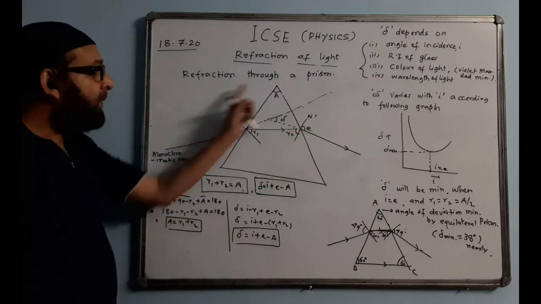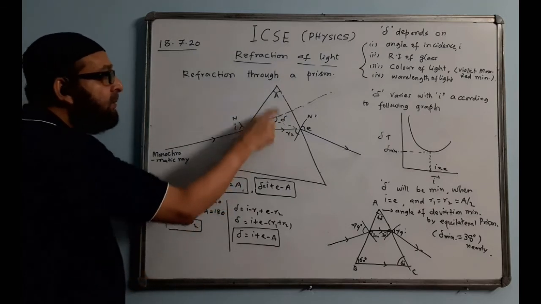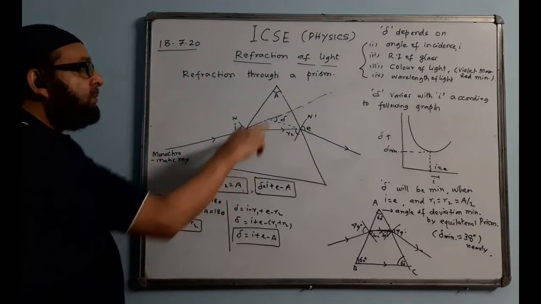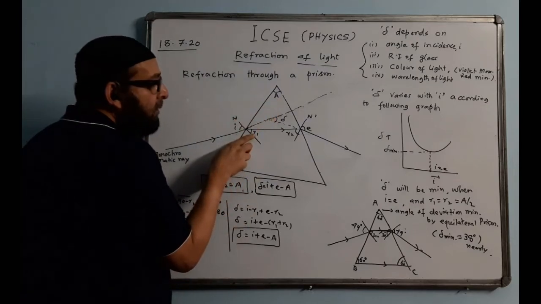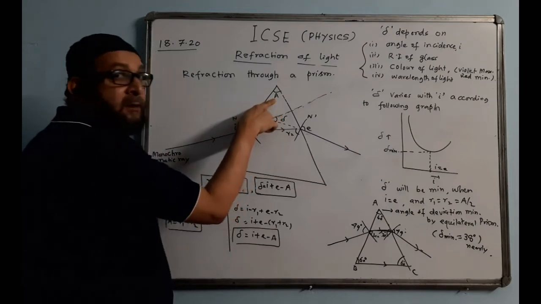Now in a prism this always happens. R1 plus R2 will always be equal to this angle A. For example, suppose this is 60 degrees and this is 40. Now how much will this be? 20, because 40 plus 20 will give 60.